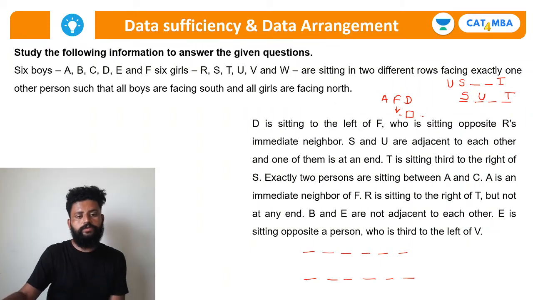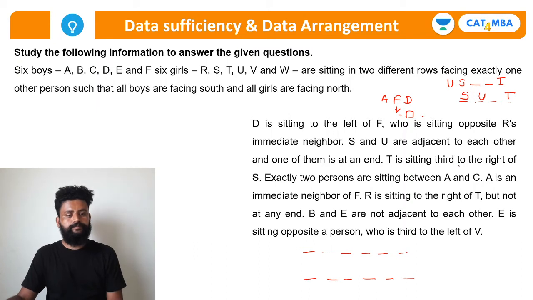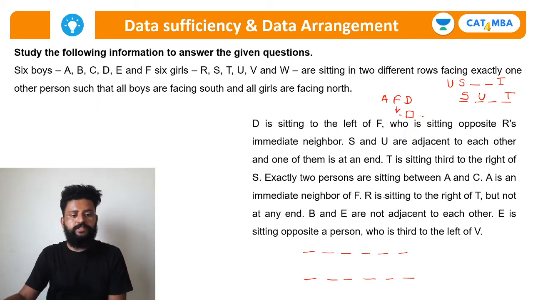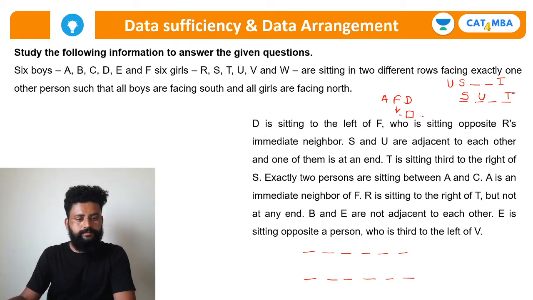Exactly two persons are sitting between A and C. A is an immediate neighbor of F. Then F and R is sitting to the right of T. R is sitting to the right of T. That means here it is R. So this possibility U as TR gets complete in this possibility. Okay, but it doesn't mean that is right. Okay, so there are 6 boys and 6 girls.